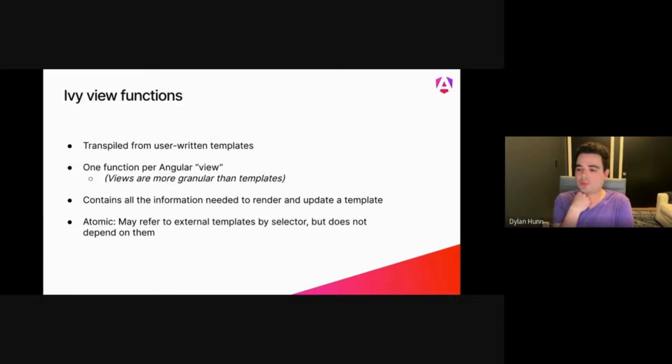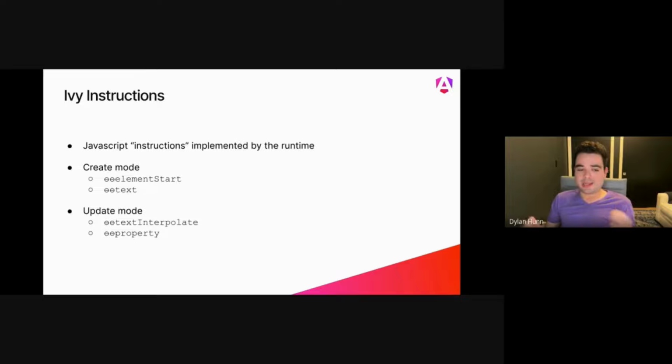So the net result is that each of these little pieces of your template, each of these view fragments, can be atomically compiled into an Ivy view function. This is the basic unit of rendering and updating the application. And inside each Ivy view function, we have a bunch of things that we call instructions. These instructions are not machine instructions. They're actually just JavaScript. But the runtime defines a pretty large set of these Ivy instructions that specify behaviors the runtime can perform. And we divide them into two categories.